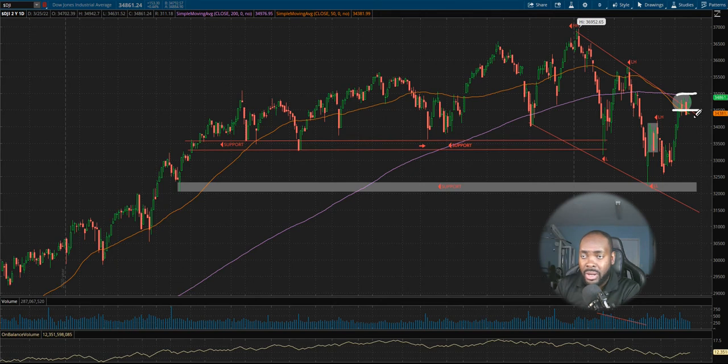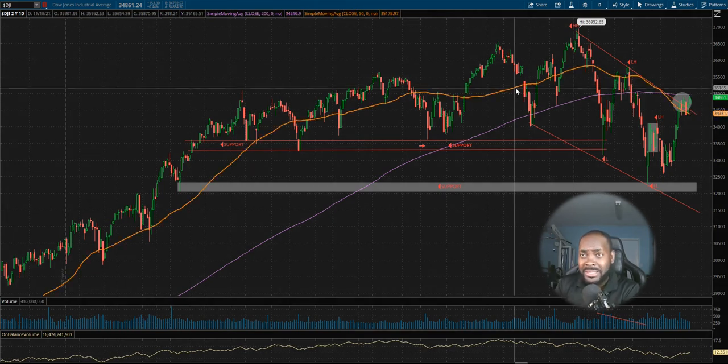We've got to see one of those situations, either the breakout to the upside, which would be a very bullish case, or a breakdown below the downtrending resistance, which is anything back below the 50 SMA, sub 34,381. Bear with me there. So that's what we're looking at for the Dow Jones Industrial Average.